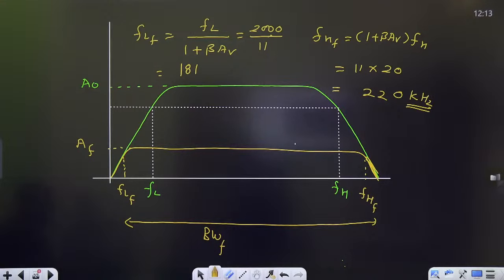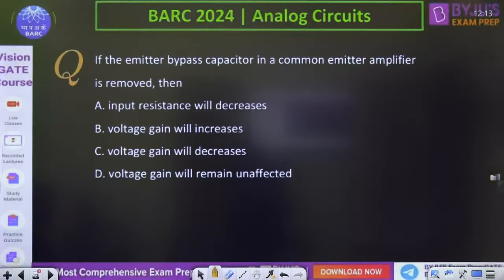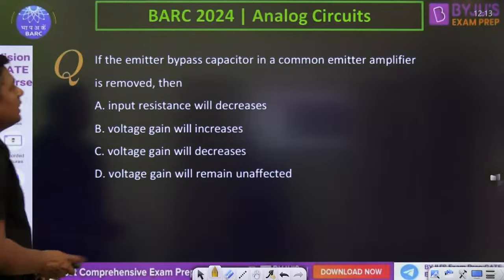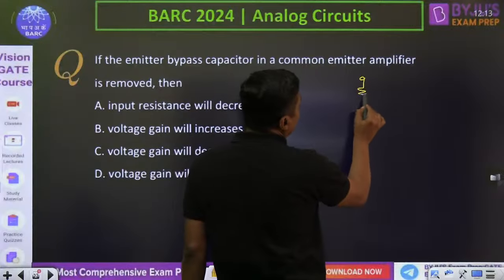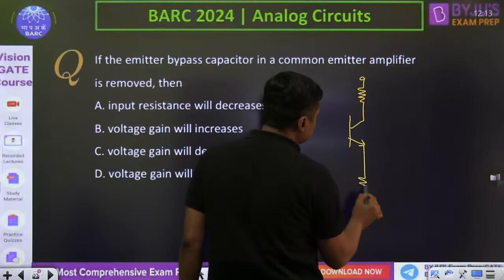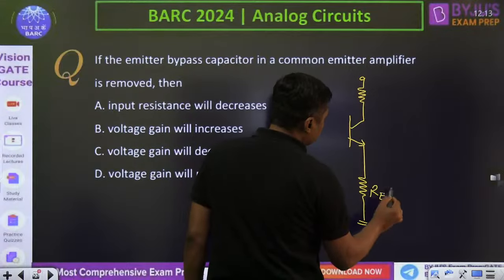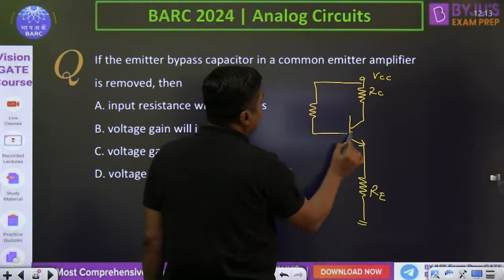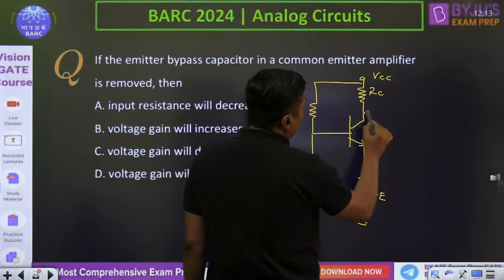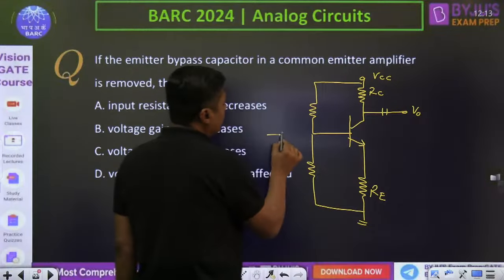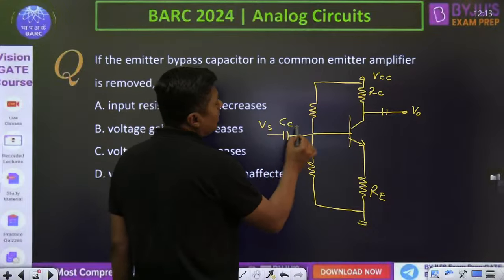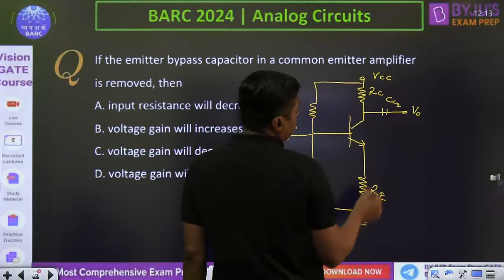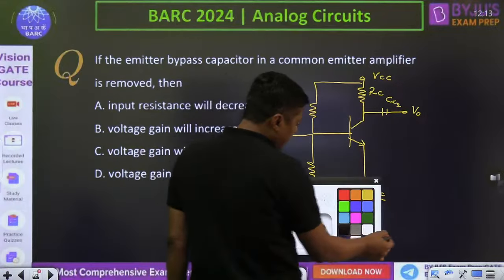Bandwidth will increase. Now tell me: if the emitter bypass capacitor in a common emitter amplifier is removed, then, as I hinted earlier, the emitter bypass capacitor in common emitter, this is the diagram. This RE is connected here. This is RC. This is the VCC. And normally we have this type of diagram. This is the potential divider circuit. We are taking output from this, we are giving input to this. This is called common emitter. Now here one capacitor is connected, that is called the bypass capacitor.